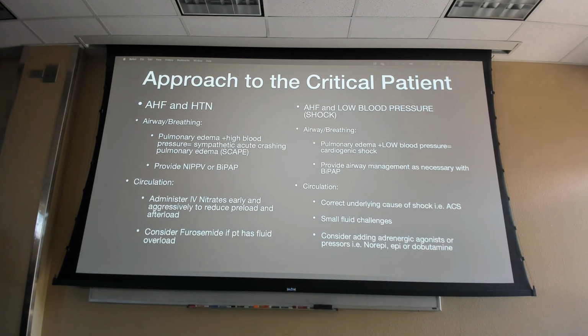So again, approach to the critical patient, we're going to stabilize their ABCs, make sure they have a patent airway. If they're having dyspnea from their acute flash pulmonary edema, from their profound elevation of blood pressure and heart failure, we're going to start BiPAP right away. We're going to do it at the same time we're doing the nitrates, addressing the blood pressure. So there's something called sympathetic crashing acute pulmonary edema, SCAPE. Have you ever heard of that? Okay, that's what they present.